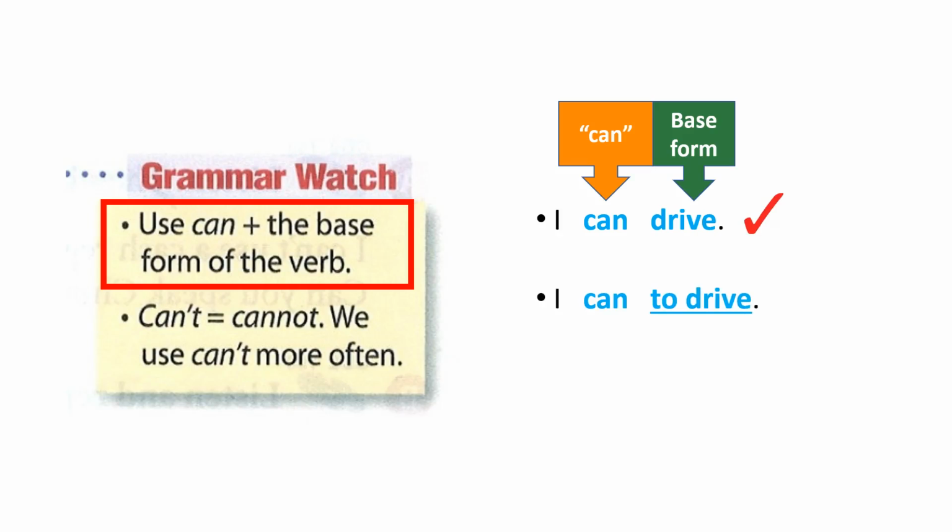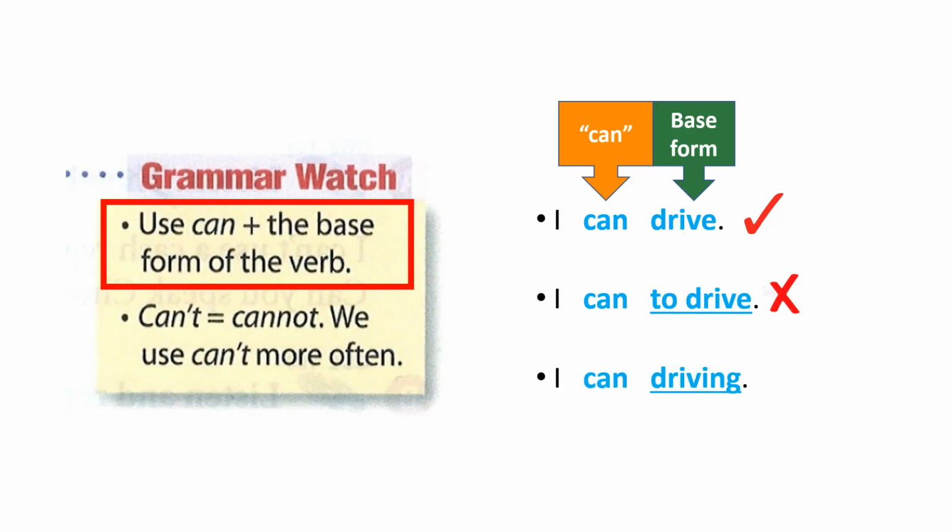If I say I can to drive, that's incorrect. The reason it's incorrect is because it's breaking this rule. To drive is not the base form of the verb because it has this extra to. So when you put the word to, suddenly that sentence is wrong. The best way is I can drive.